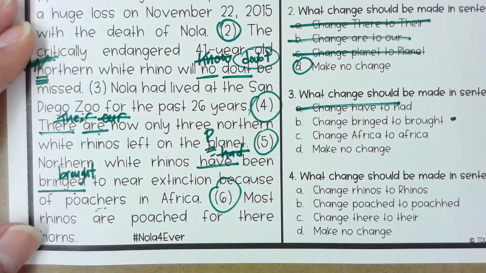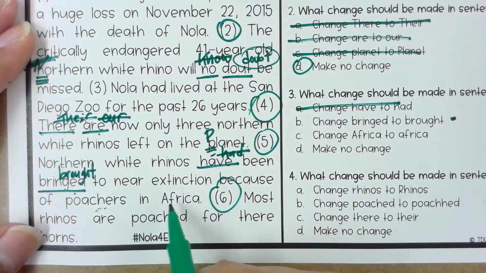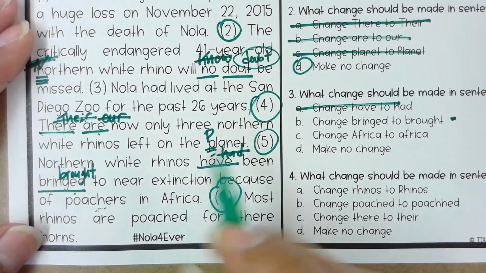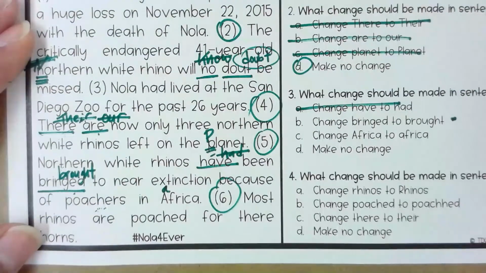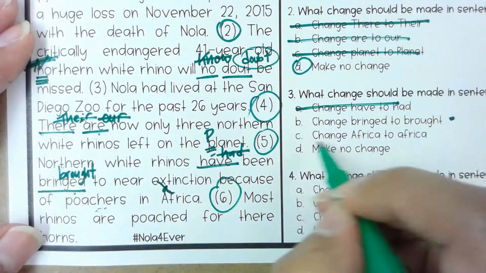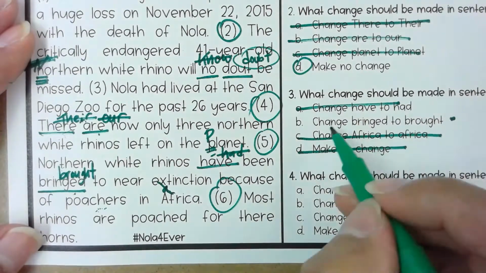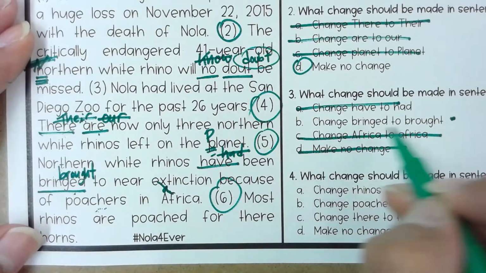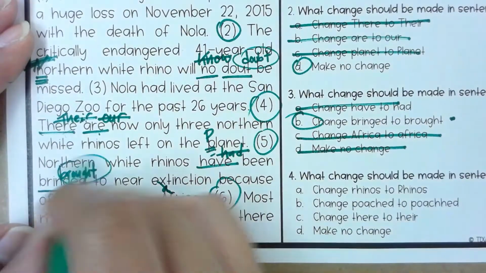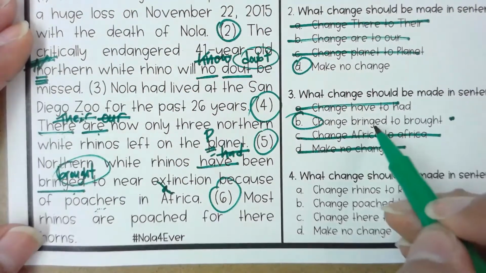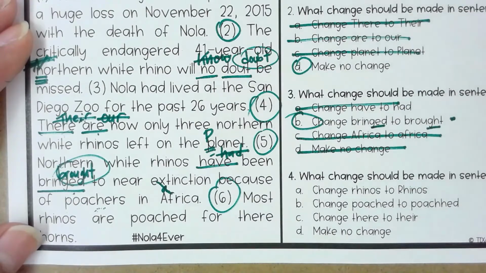Change "Africa" to "africa." Oh, that's a big no-no. They're asking us to make the A in the continent Africa lowercase, but we know that's a proper noun. It's the name of a continent. Proper nouns are always capitalized. So this is asking for a little a, and that's not okay. And make no change, we do need to make a change. It's change bringed to brought. We changed the suffix, the last ending of that word.